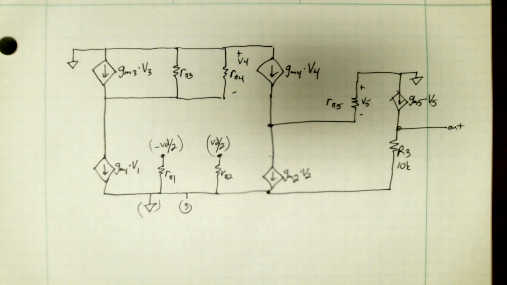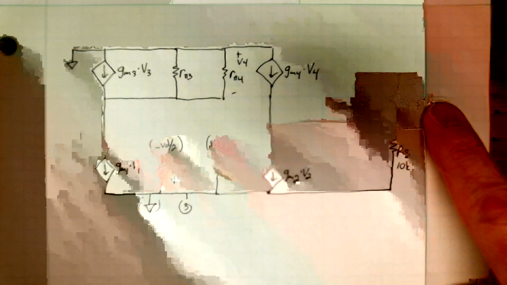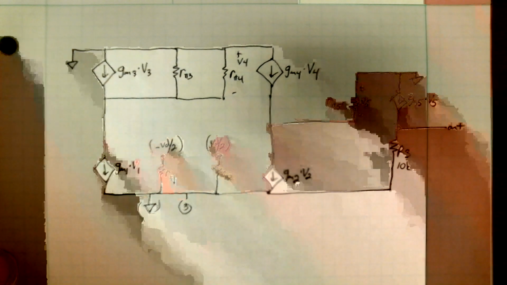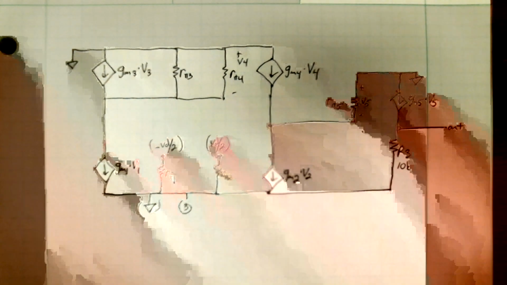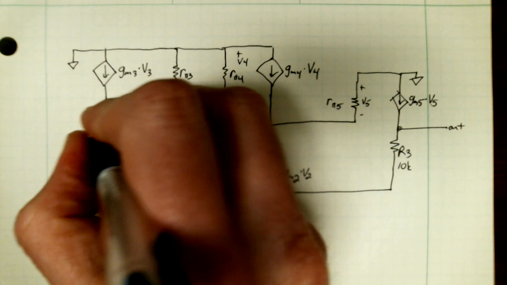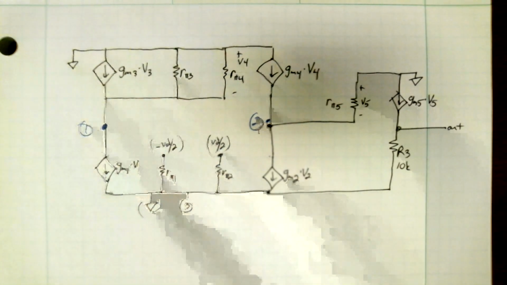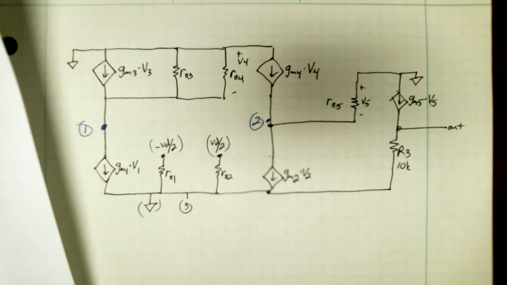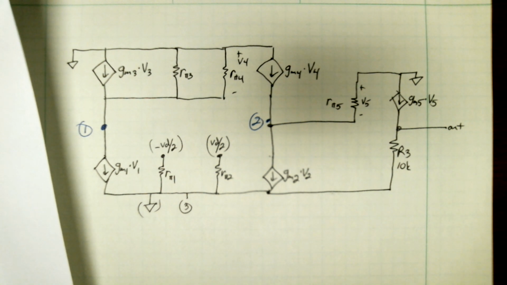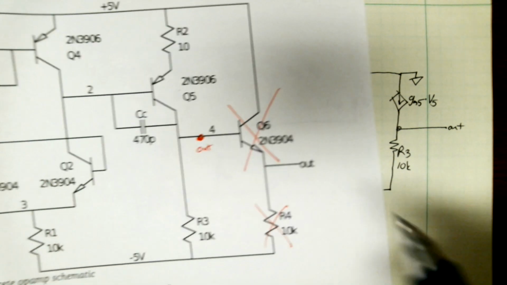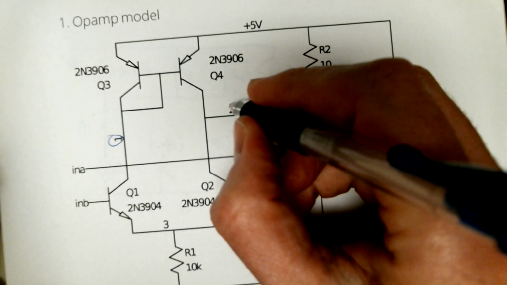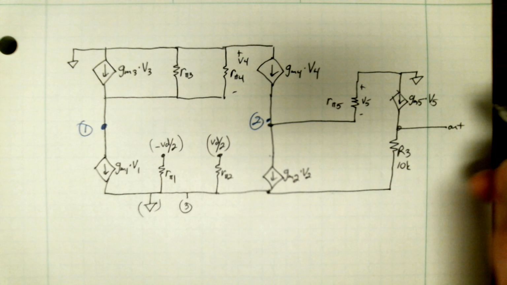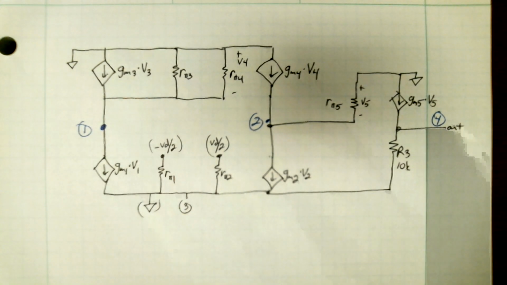I don't know that we really need to redraw this. If we could, we would take this part, flip it down, put it in parallel. This would get flipped over. Maybe not. Alright, nodes that we have here to match up with the circuit. That's node number 1. This is node number 2. 1, 2, 4 and out are the same thing. And we're good.